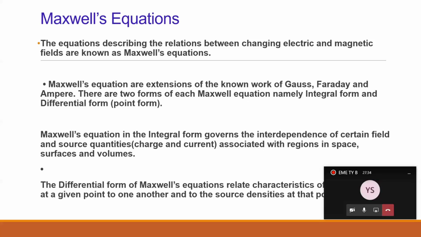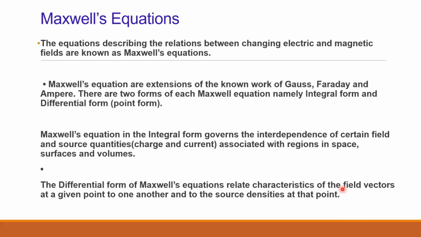And in the fourth point, the differential form of Maxwell's equation relates characteristics of field vectors, meaning E bar or H bar or D bar, at a given point to another field or to the source densities at that point. So it can relate B bar to H bar, or relate E bar, the electric field quantity, with B bar, the magnetic field quantity. In this way Maxwell's equation relates both the fields, electric field and magnetic field.